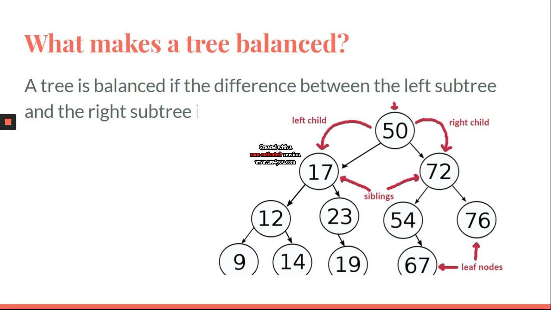What makes a tree balanced? This is a tree whose difference between the left subtree and the right subtree height is at most 1. All complete and full trees are balanced.